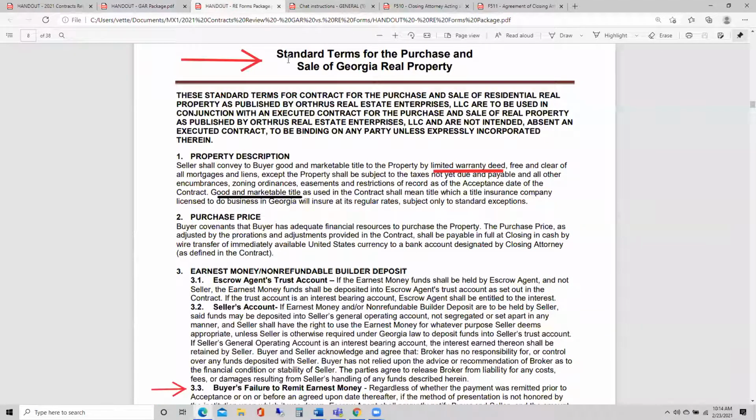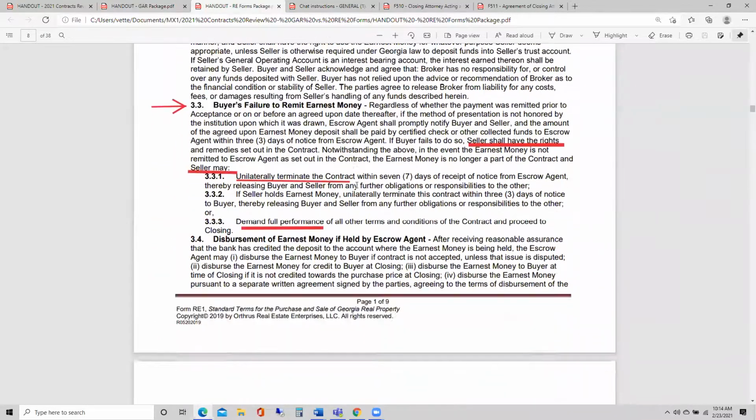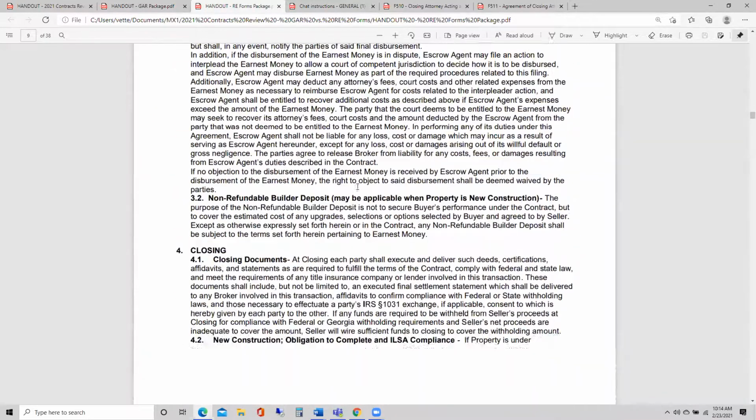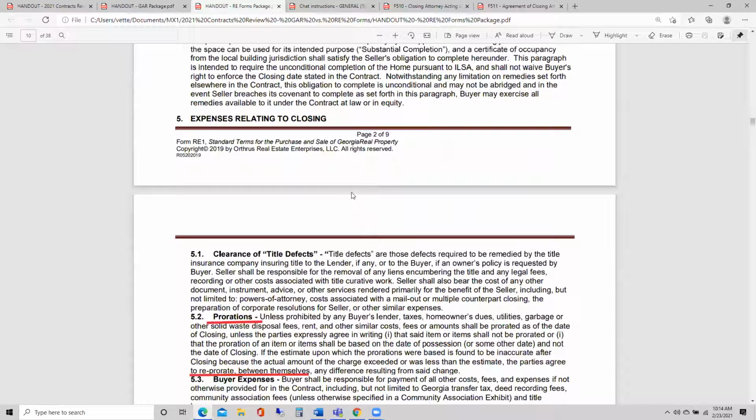In the RE forms, again, all of this information is in the standard terms. I cannot impress upon you agents enough, when you're writing an offer, accepting an offer, countering an offer, when the parties are going binding on the RE forms, you really need to include this document of the standard terms, so everybody's on the same page regarding what the legalese is, or what they are agreeing to when they sign the actual purchase and sale agreement.